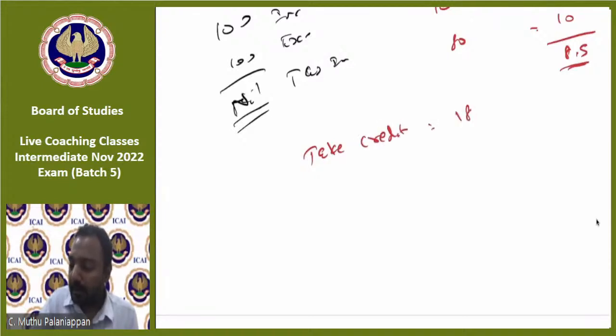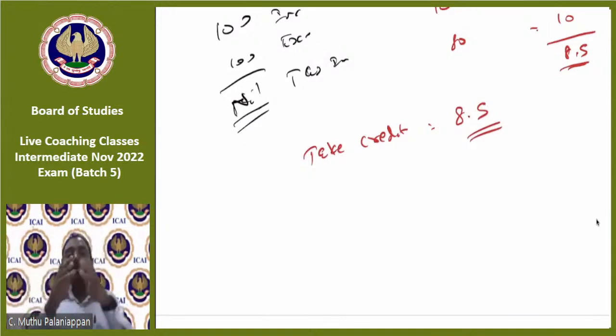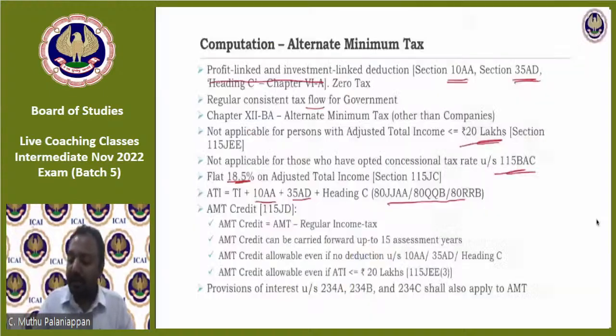So what will be my credit? This 8.5. The 8.5 can be taken as credit in the subsequent year. In the next year, if I'm paying by regular income tax, I can adjust this. I can adjust this tax credit in the next year when I'm actually paying it on regular income tax rather than AMT. So that's what credit is about.